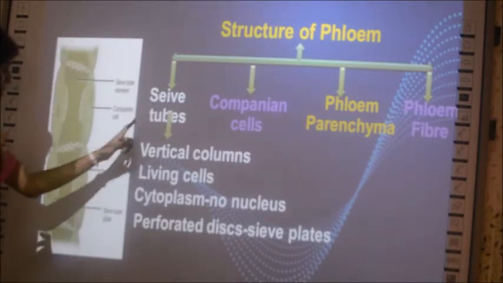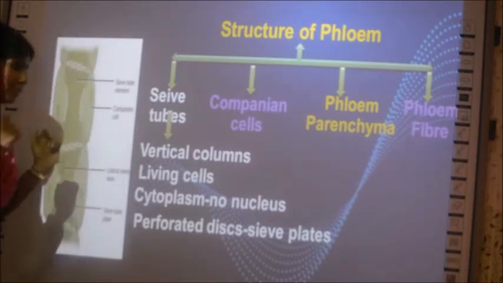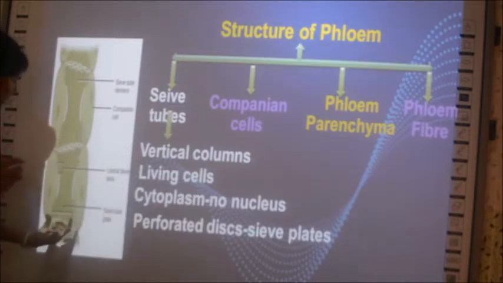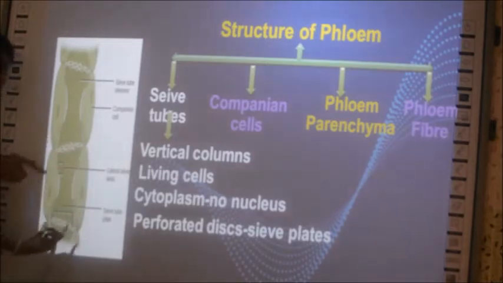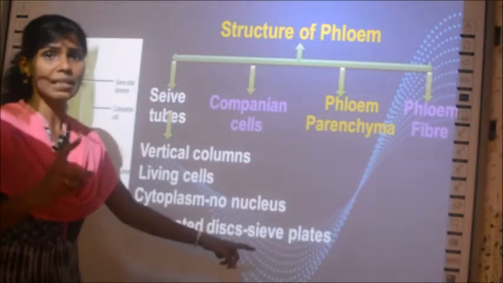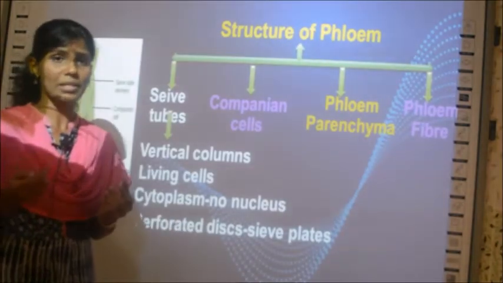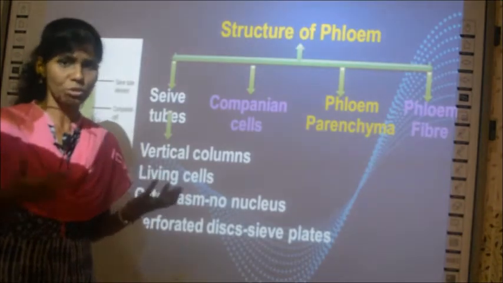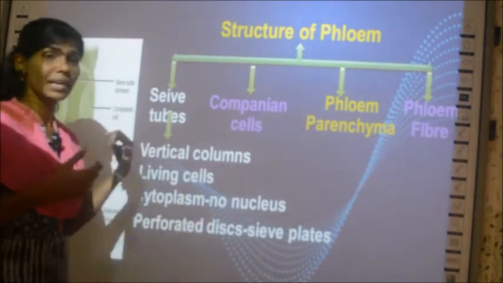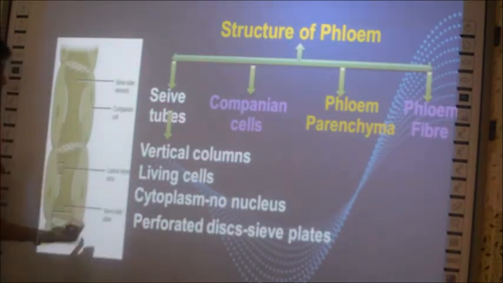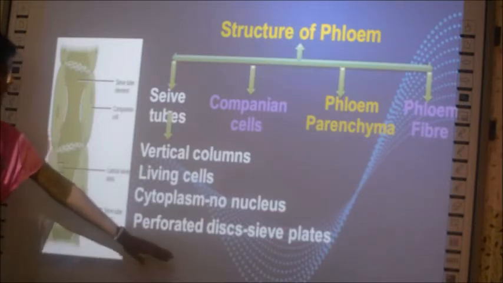So, this is a column-like structure, vertical columns with all living cells. They have cytoplasm, and the nucleus is absent. Also, at regular intervals they have circular discs with holes, that is, perforated discs. The name given to the perforated discs is sieve plates, because it is like a sieve. The rice flour we used to sieve, right, to make it into smaller particles. Your mom used to sieve. So, it is like that sieve, a disc-like, circular structure with many holes. So, it is called a sieve plate or perforated disc.